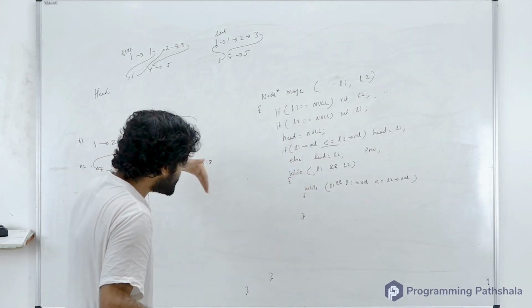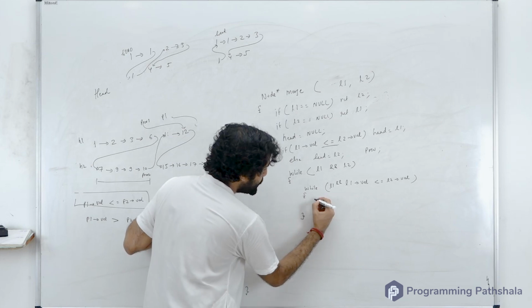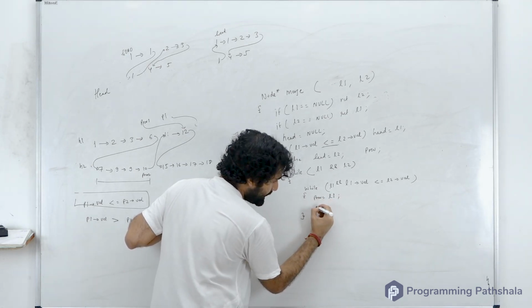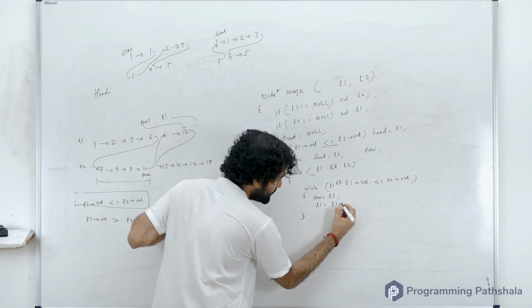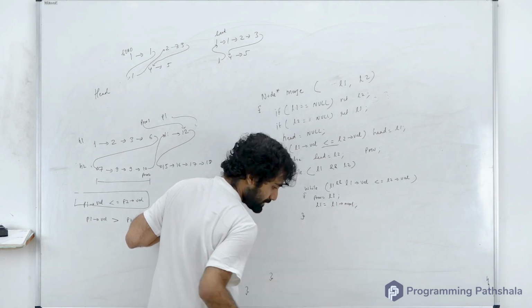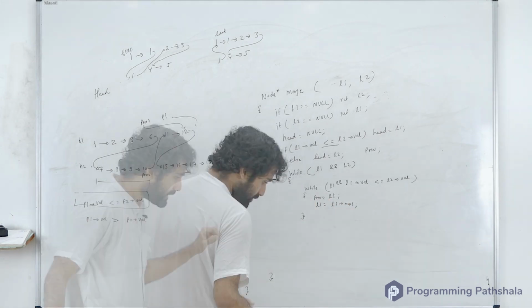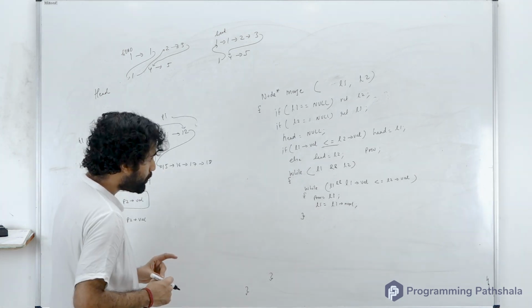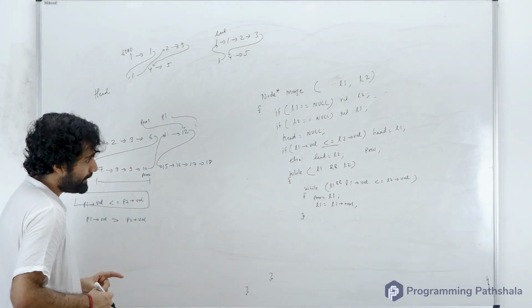Okay, so as long as this condition is true, what I should do is previous should capture the current L1 and L1 should be modified. L1 next. This is how I would go on and on. Okay, after this what would you want to do? What are the things that can happen here?